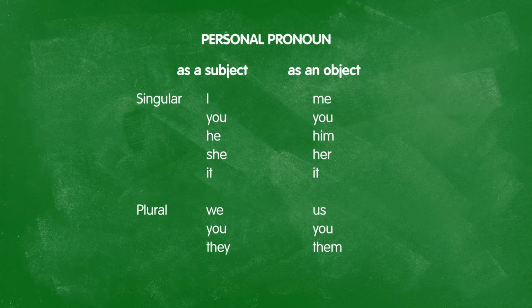So if your pronoun is in the subject, you will use one of the following: I, you, he, she, it, we, they. Or if it is in the object, we will say me, you, him, her, it, us, you, and them. Now those are our personal pronouns. We use them to refer to people, but just to people.